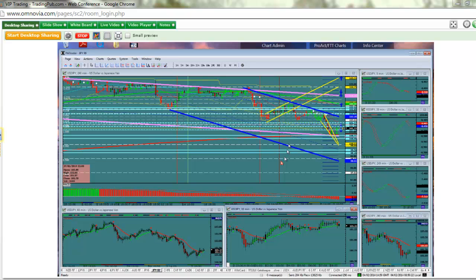We'll keep an eye on it in case it turns to the downside. But if it turns to the downside, we have more yen crosses that would be better trades.